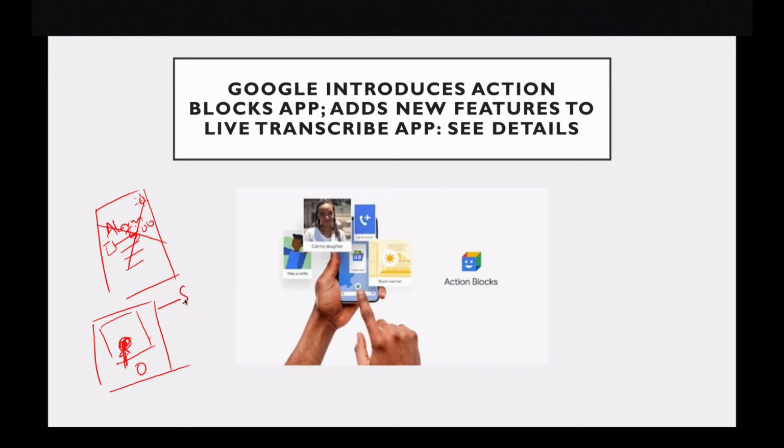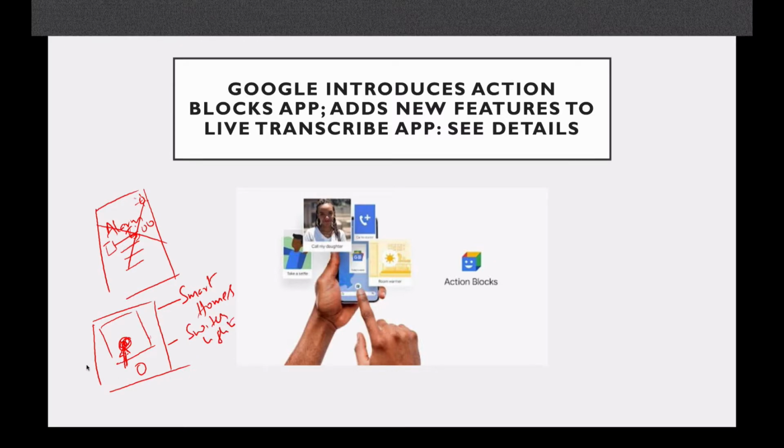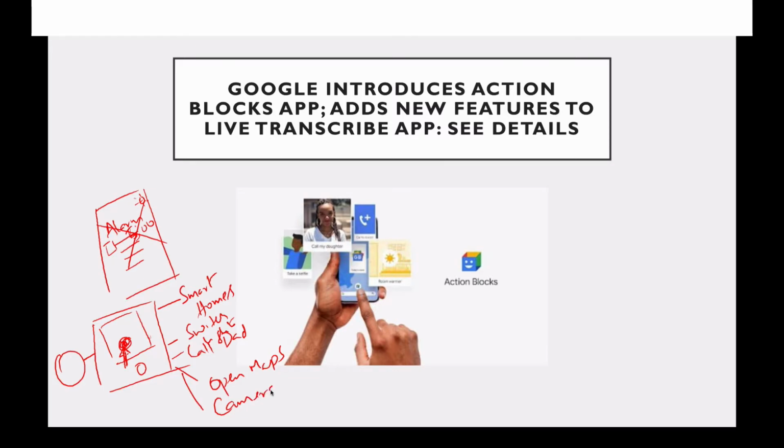Not just setting a reminder about something you wanted to accomplish, you can also use these to make customized options for your smart homes using smart devices like Google Home. For example, you can switch lights off or on because it's always connected to your Google Home device. You can call your dad, open maps, open the camera, or open your settings. You can do a lot of things here. This is what I mean when I say Google has introduced a new app called Action Blocks app.